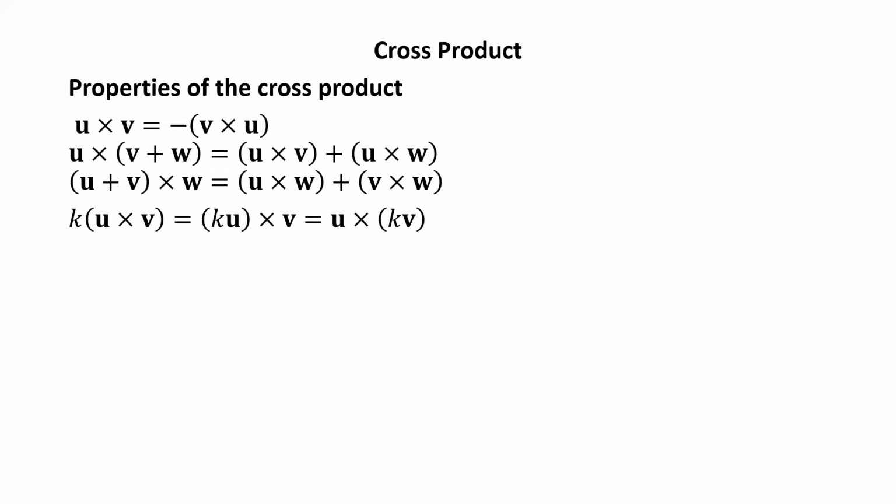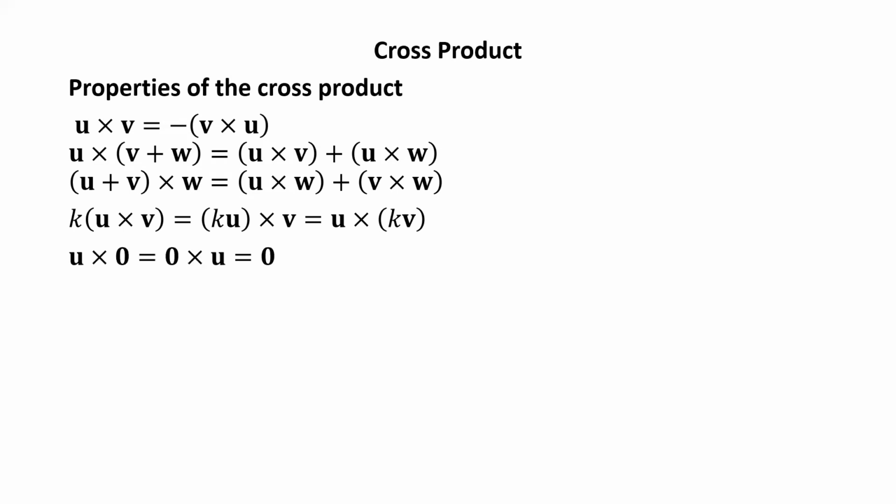Similar to with the dot product, we can handle scalars in different ways and get the same answer. k times (u cross v) is (ku) cross v, and it's also u cross (kv). So we could either take the cross product first and then multiply by the scalar, or we can multiply either vector by the scalar first and then take the cross product. We will get the same answer.